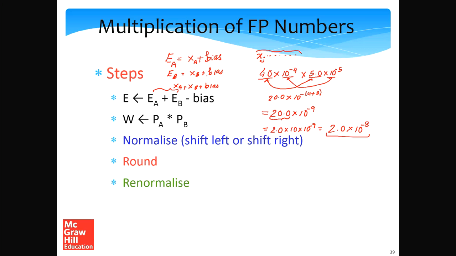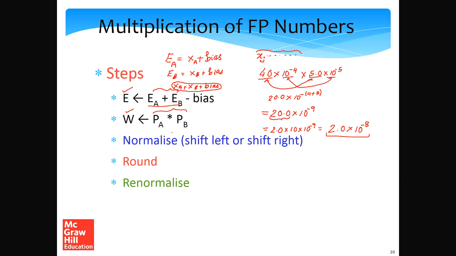Since EA plus EB will add the bias twice, we add EA and EB and then subtract the bias. The final result is essentially the sum of the exponents represented in the bias notation. This will be the final exponent E. Then we compute a temporary value W, which is the product of the significands, the same way we multiplied 4.0 times 5.0. Whatever the significands are, we multiply them.